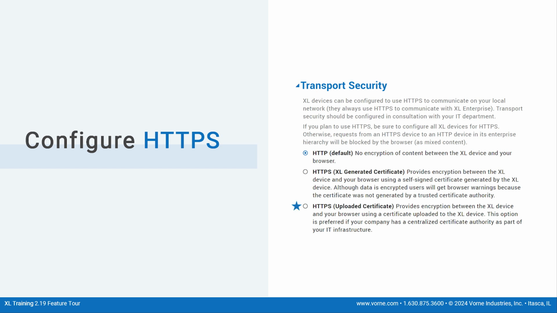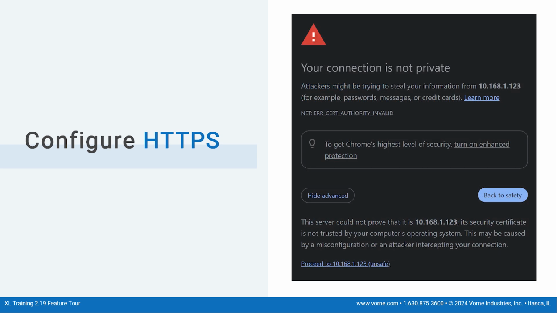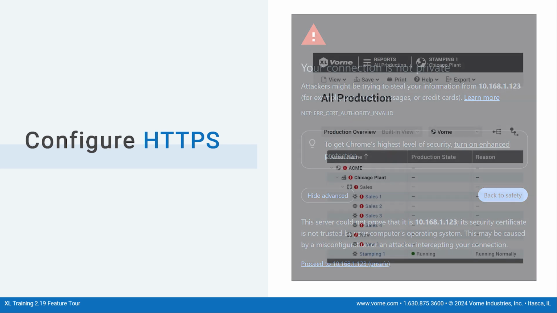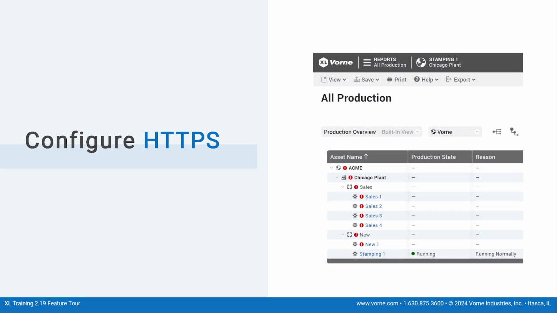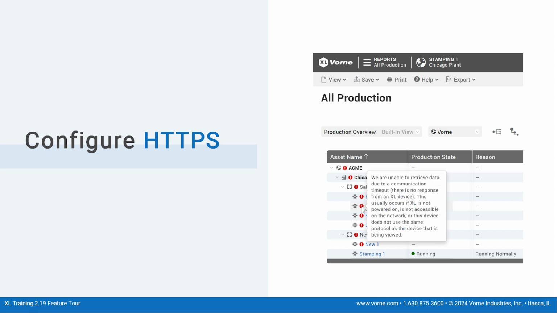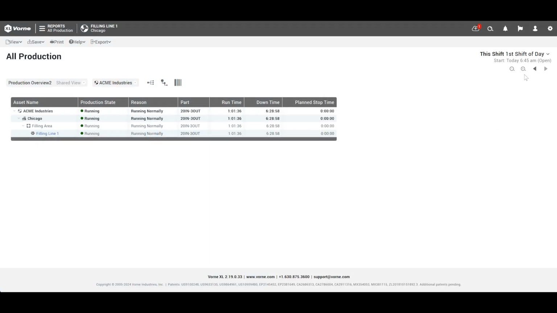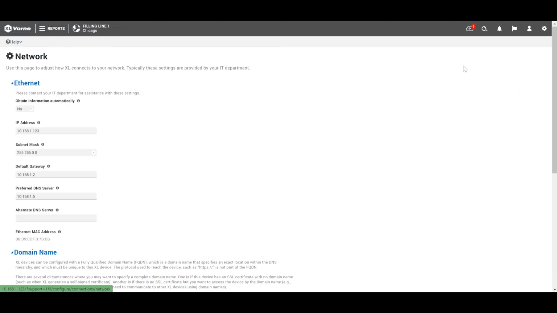This is because while a self-signed certificate will encrypt communication over your network, it will also trigger browser warnings. Ignoring these warnings can condition your team to ignore other browser warnings, which could be from potentially malicious sites. If you plan to use HTTPS, you must configure all Excel devices for this protocol. Otherwise, requests from an HTTPS device to a non-HTTPS device will be blocked by the browser and cause data to be missing from reports. To enable HTTPS, navigate to Settings, Network.